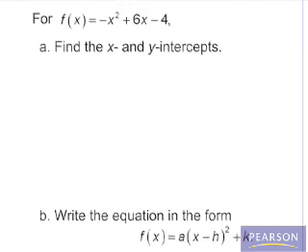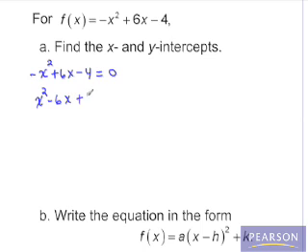So we'll go ahead and find the intercepts first. We'll find the x-intercepts first, and we will let f of x equal 0, or we'll set the quadratic equal to 0. So we have negative x squared plus 6x minus 4, and we'll set that equal to 0. I'm going to divide everything by a negative, so we have a positive lead coefficient, giving us x squared minus 6x plus 4 equals 0. And I'm going to go ahead and use the quadratic formula to solve this equation for x.